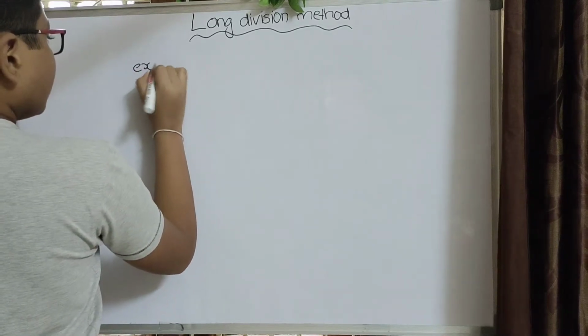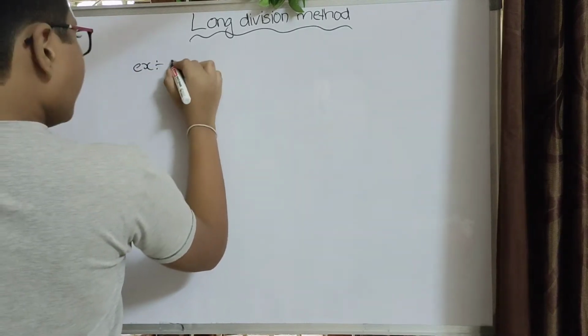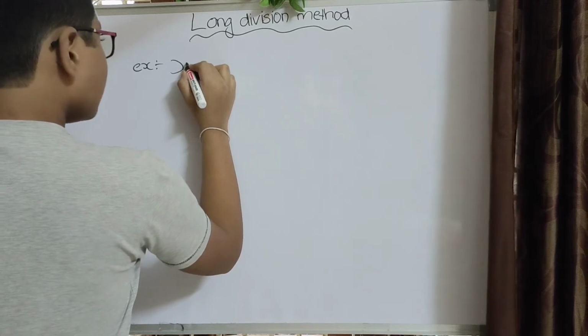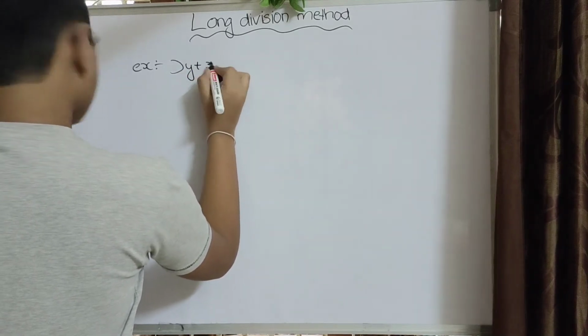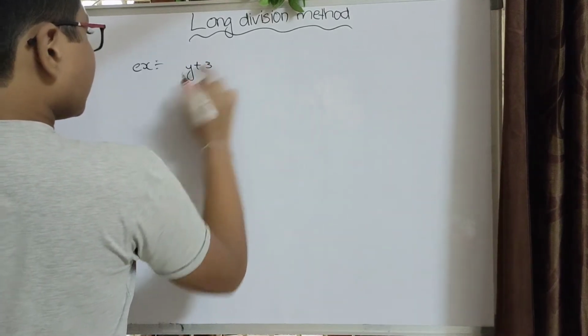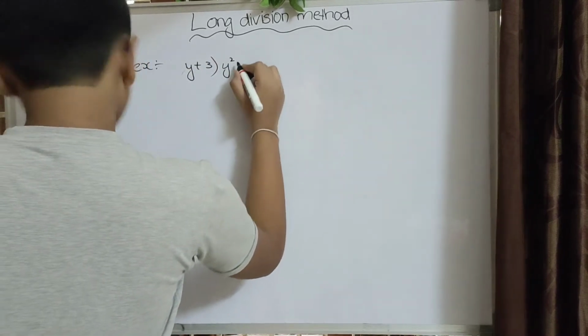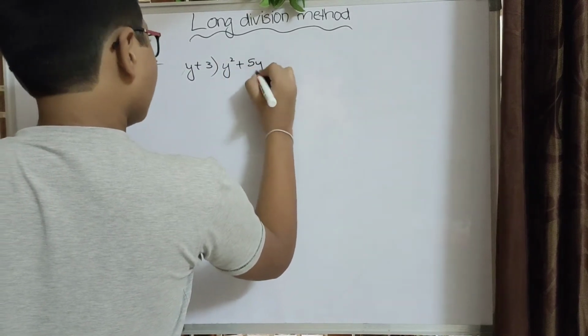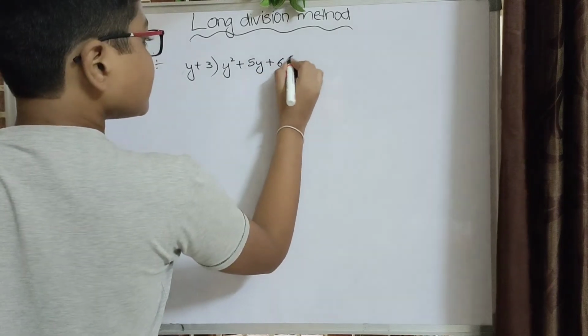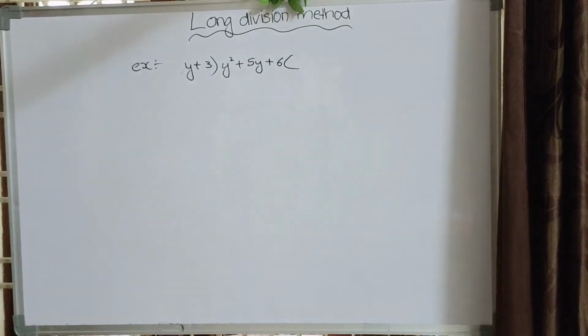Example: y plus 3, here it will come, y plus 3, y square plus 5y plus 6. Now this is a division. We have to divide this one.